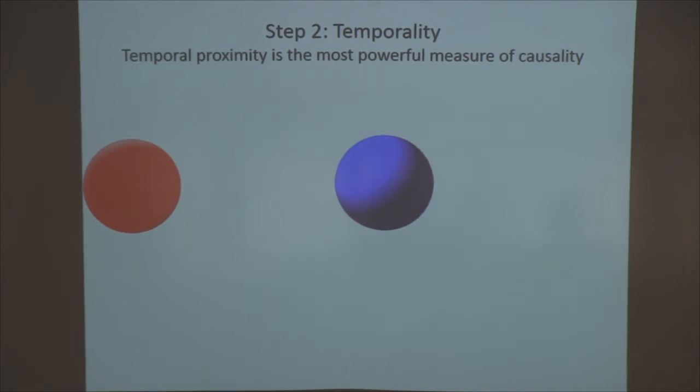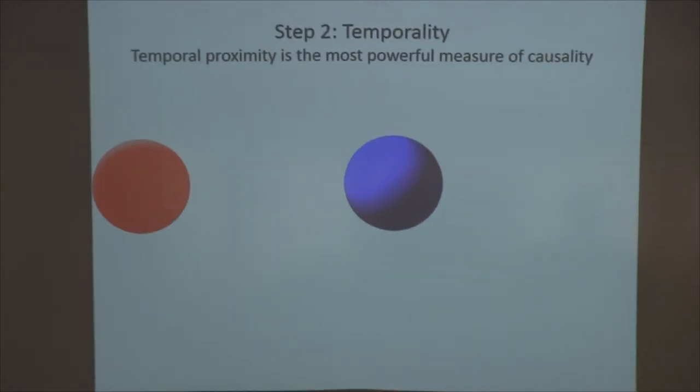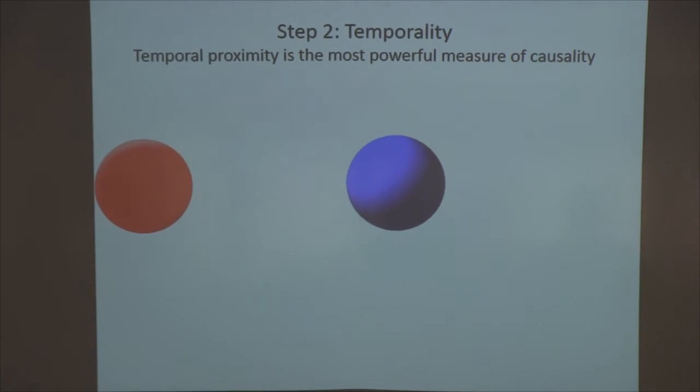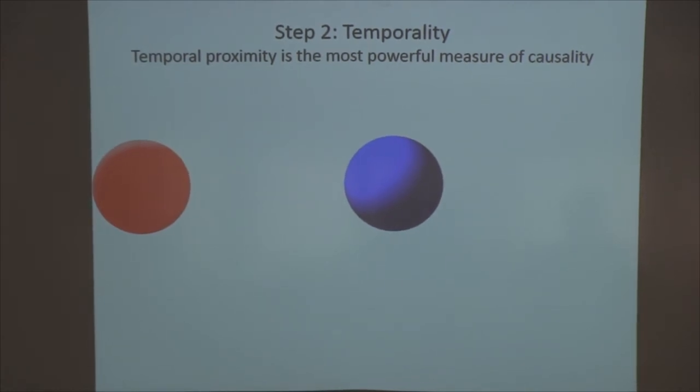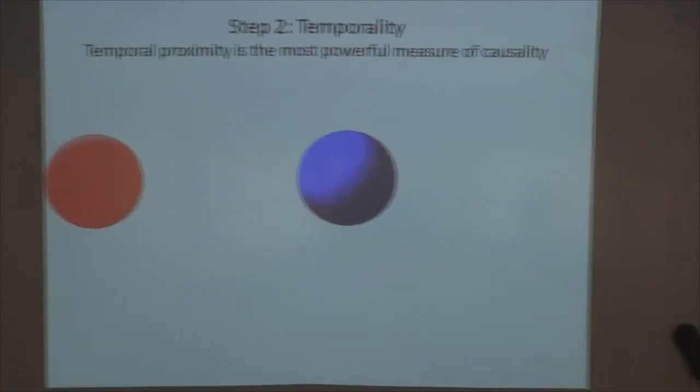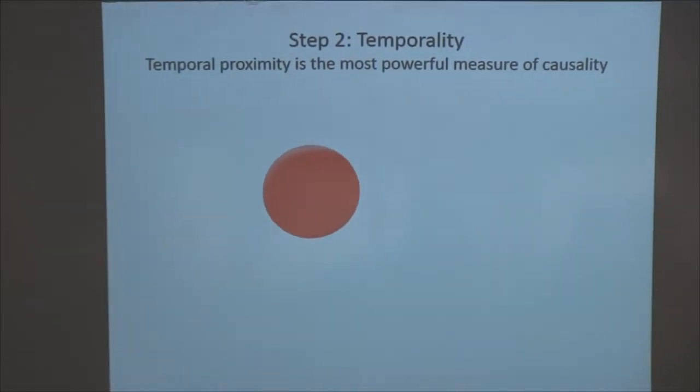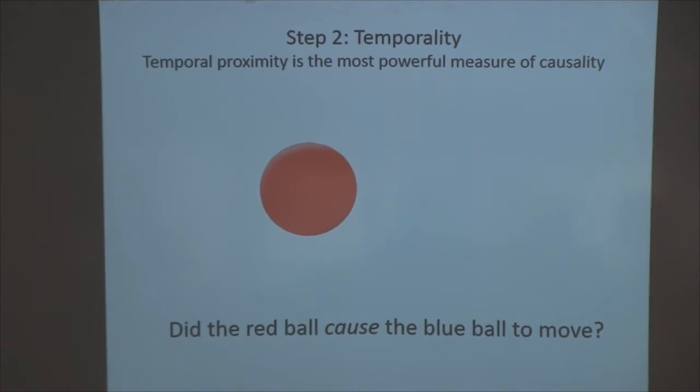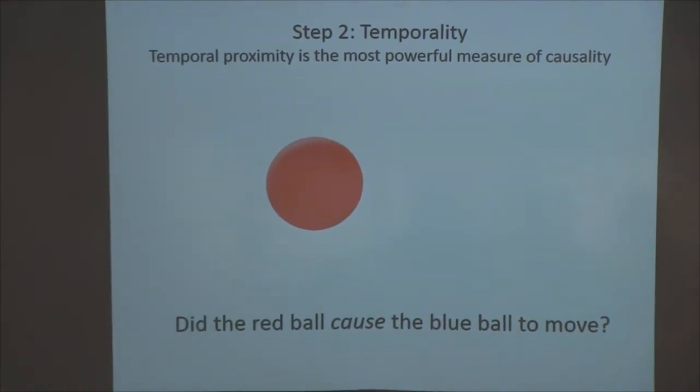What about temporality? Well, temporal proximity is the closest thing we have to a measure of causality. Because the closer two things are in time, the less likely it is that they occurred coincidentally. And that's what we think in our mind. We see two things happen at the same time and think, well, gee, that makes pretty good sense. Because when you look, for example, at one ball hitting the other, and you say, did the red ball cause the blue ball to move? What would you answer? You would say yes.